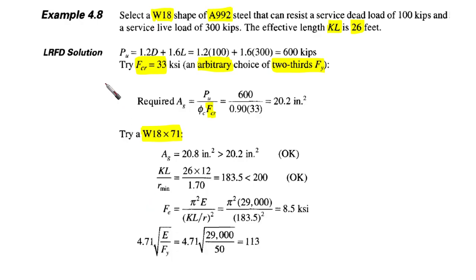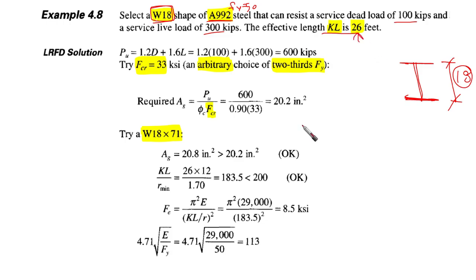Okay, now here the example is given like this. Select a wide flange with the depth of 18. So it is already given for us, the wide flange, and the depth is given for us, which is 18. The shape is A992, which means that our Fy equals 50. That can resist a service dead load of 100 kips and a service live load of 300 kips. The effective length is 26. That's important. Our KL equals 26.